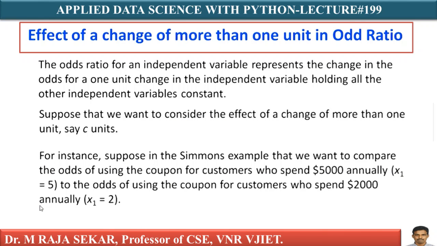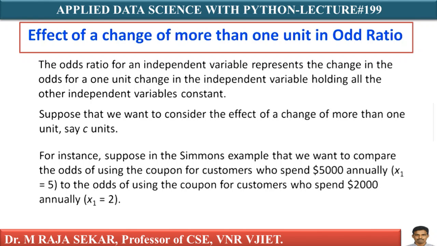But what happens if, instead of a 1 unit jump, we go for a 5 or 6 unit jump at a time, and we find the corresponding impact? That is the meaning of a change of more than 1 unit in the odds ratio. The odds ratio for the independent variable represents the change in odds for a 1 unit change in the independent variable, holding all other independent variables constant.